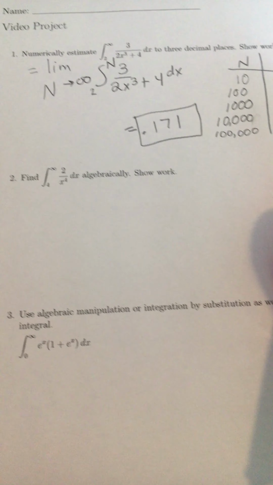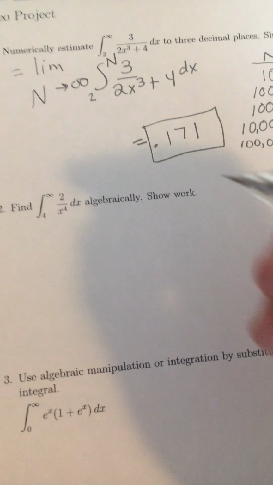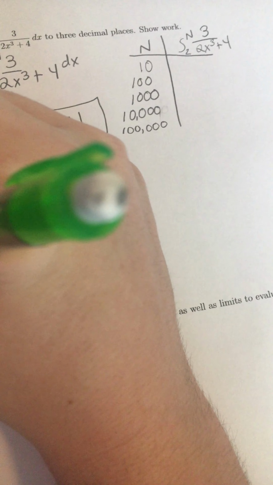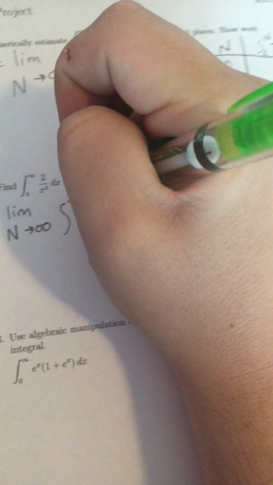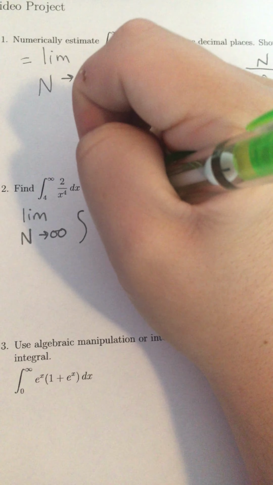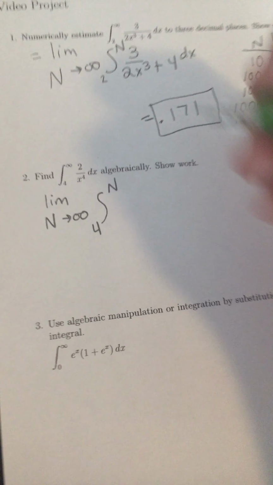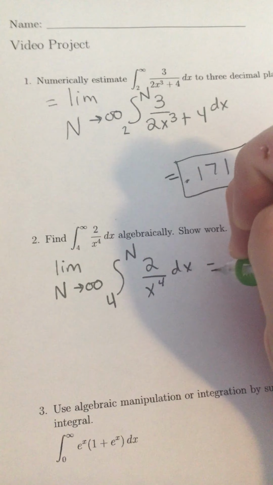And then for the second one, we're going to solve it algebraically. So again, you want to rewrite the equation into a limit. So we have the limit of n to infinity, and then it goes from 4 to n, however you want to say it, and then 2 over x to the fourth dx. And then we'll have that equals 2.